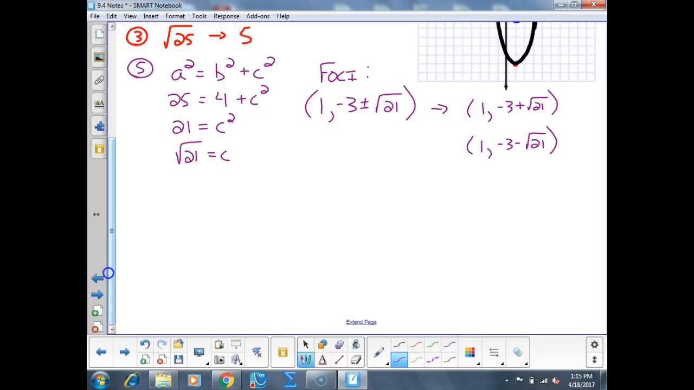Now, the square root of 21 is what? 4.6-ish, right? So this one here would be the point 1, comma, 1.6. This one here would be the point 1, comma, -7.6.